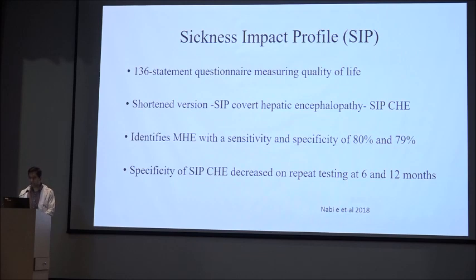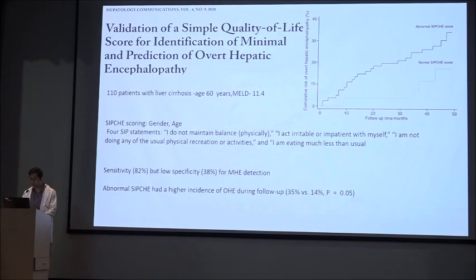So coming to the next one, which was the sickness impact profile. Now this initially was a 136 statement questionnaire which was measuring the quality of life. However, now you have a shortened version which is known as the SIP covert hepatic encephalopathy. It does identify MHE with a sensitivity and specificity of 80 and 79%. However, as you repeatedly do the test, the specificity goes down at 6 months and 12 months. So that's an issue. It's only a good baseline test, but probably not when you're trying to evaluate the patient over again. So this was an article in which they had used this validation of this test in minimal hepatic encephalopathy.